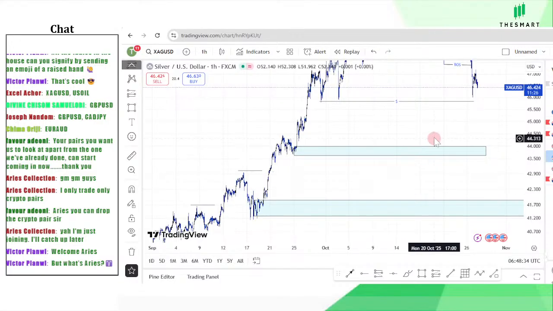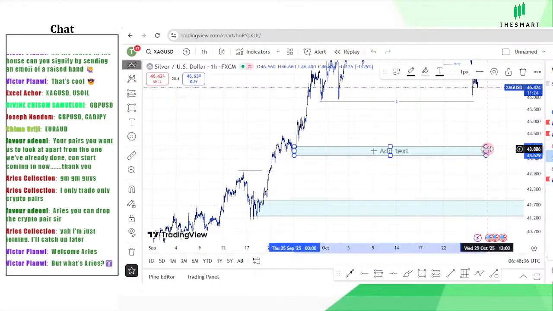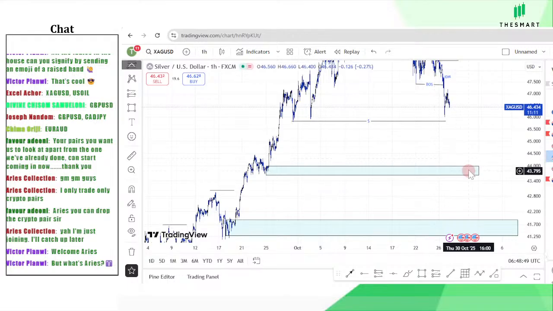So on the 1 hour, for me to take this particular zone, I want to see price give me confirmation on the 15 minutes. I think it was Excel that asked for gold, yeah, for silver. So I want to see price give me a confirmation for me to actually take this buy, because we still have this zone below here. So I definitely want to see confirmation on this before continuing to the upside.